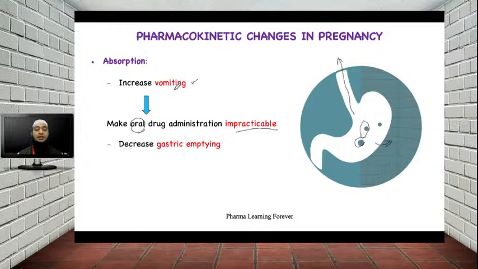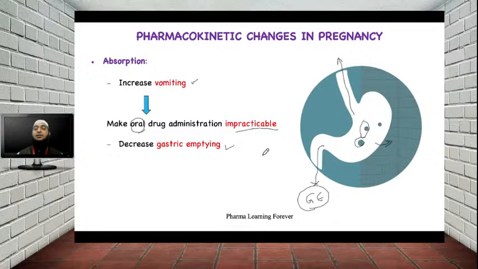The second problem is that in pregnant women, there is a decrease in gastric emptying time. If gastric emptying time is decreased, the drug will take more time to empty into the small intestine. When a drug moves from the stomach to the small intestine, that process is called gastric emptying. I am writing it as GE. GE stands for gastric emptying. In pregnant women, there is a decrease in gastric emptying.